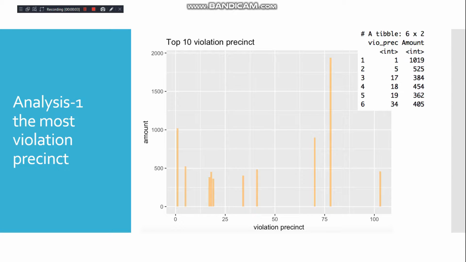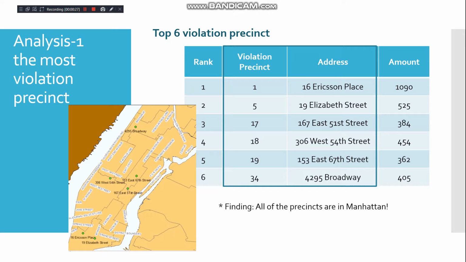The first question we sought to answer was which precincts had the most violations. We found that 36% of violations were concentrated in the top 10 precincts, and the first precinct, which was number one, had 1 in 6 of those. From the top 6 precincts, we took those geographic locations and input them into ArcGIS, where we could see a map of the precincts.